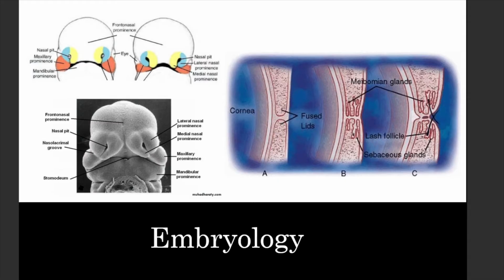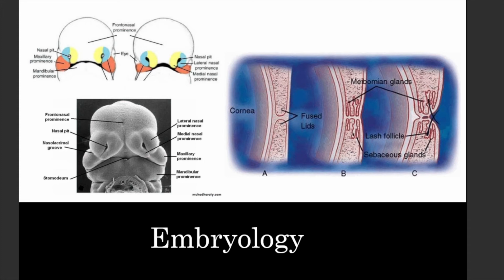Embryology. The upper eyelids are usually derived from the mesenchymal proliferation of the frontonasal process, and the lower eyelids are derived from the mesenchymal proliferation of the maxillary process. There are three stages in the development of the eyelids. At first, you have a fusion of the eyelids, which happens between 8 to 10 weeks. And then you have the development of the lid structures, that is levator palpebrae muscle. This happens between 3 to 4 months. And then eyelid disjunction occurs between 5 to 6 months.